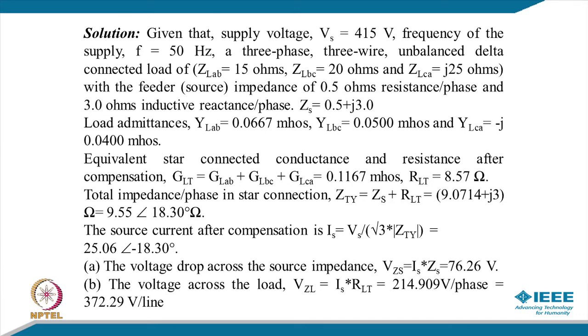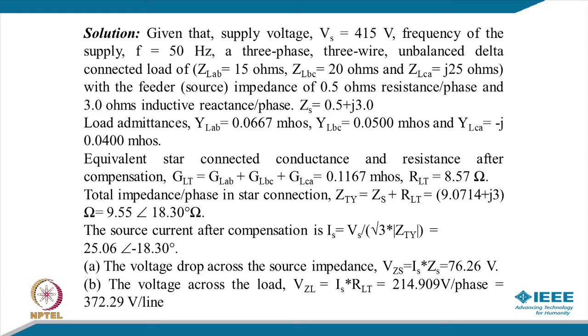For the equivalent star connected conductance and resistance after compensation, we have to add all conductances, as per the relation we derived: GLT equals GLAB plus GLBC plus GLCA. So it comes to 0.1167 mho and RLT comes as 8.57 ohm. The total impedance in the star connected equivalent balanced load, along with the source impedance, comes to 8.57 plus 0.5 plus j3, which can be converted into polar coordinates as 9.55 at the angle 18.30 degrees ohms.